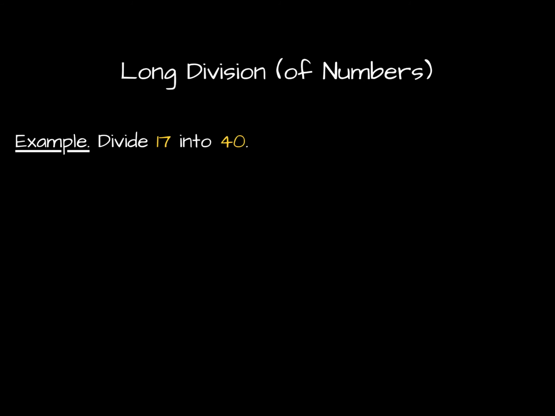This example asks us to divide the number 17 into the number 40. To do the long division, we set up some standard notation. We write down our two numbers with a special division symbol in between them. And then we ask the question, how many times does the number on the left go into the number on the right without going over? A little bit of thought shows that the answer is 2, and so we then write down the number 2 on top of the division symbol.